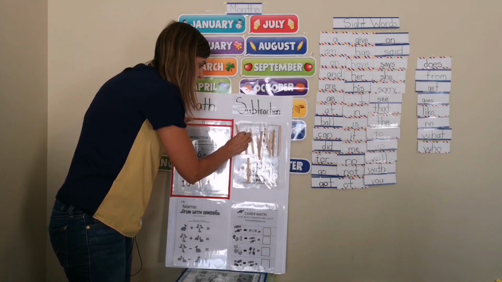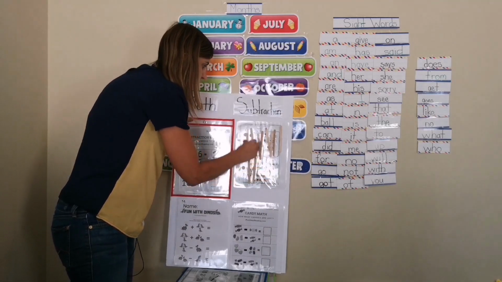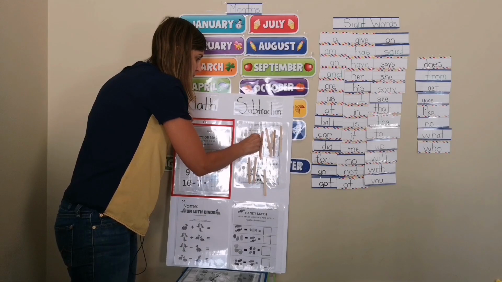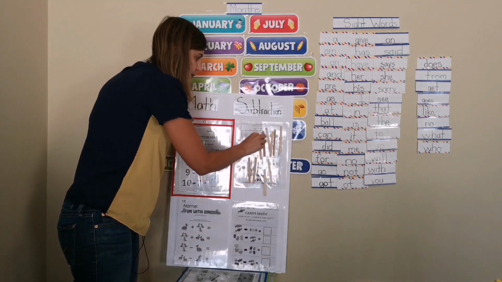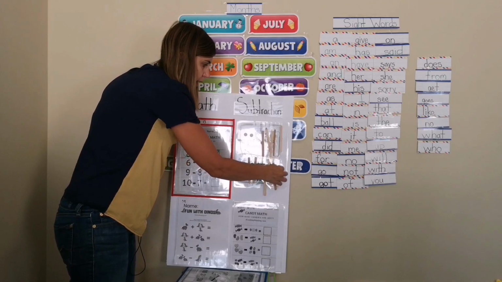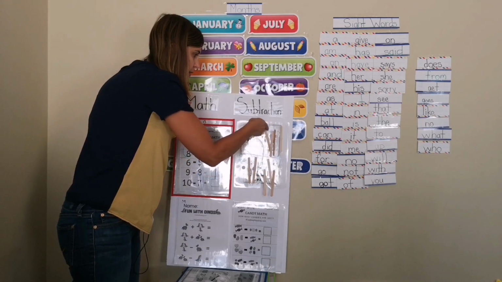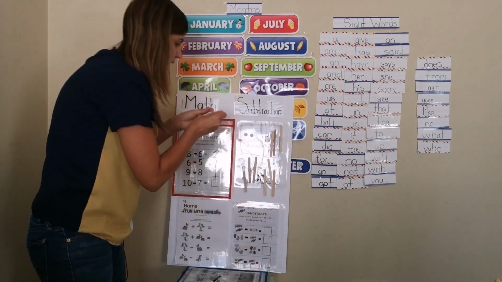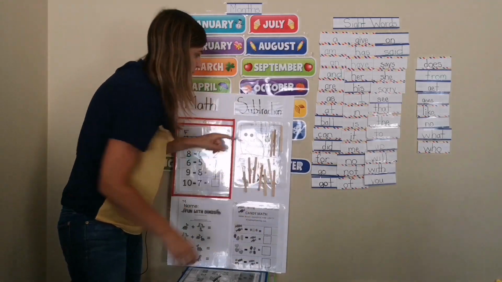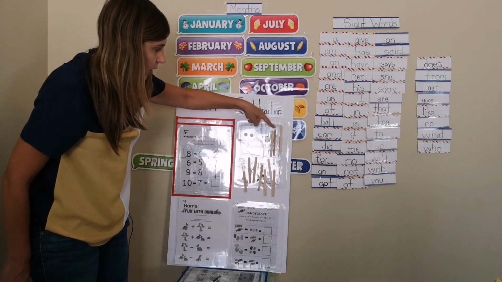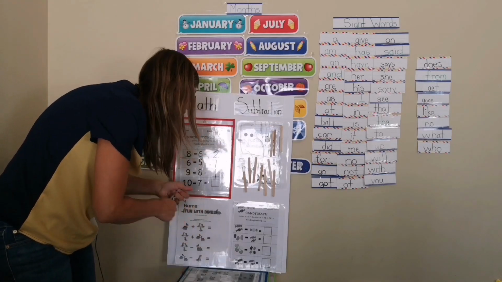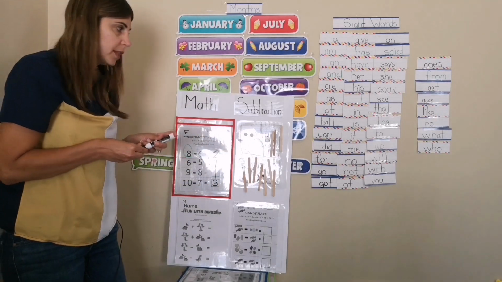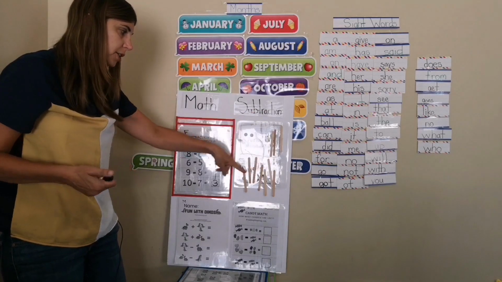1, 2, 3, 4, 5, 6, and this one fell. 7. How many are left? 1, 2, 3. 3 are left in my first box. Okay? That's how you do it with the subtraction mat.